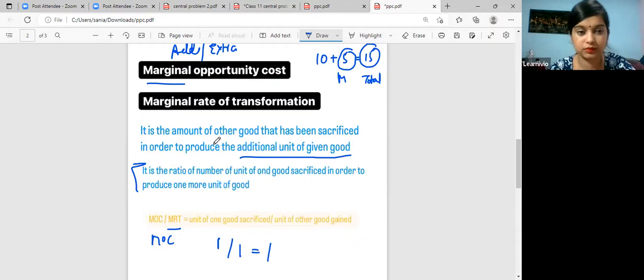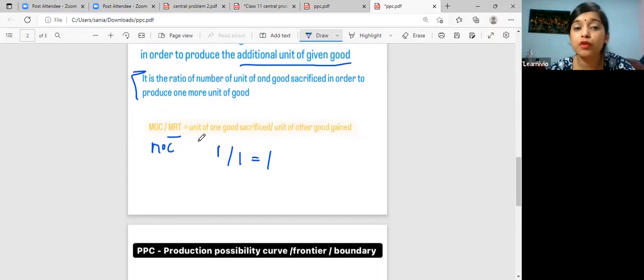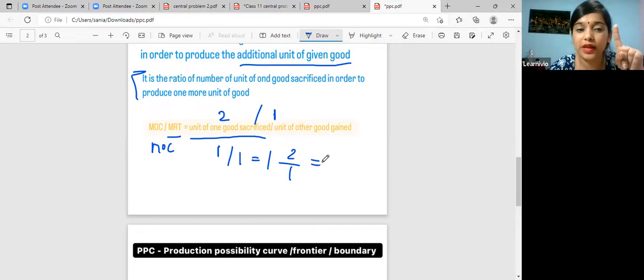Okay. And it is the ratio of the number of units of one good sacrificed. Now the formula is units of one good sacrificed. There are 2 goods basically, good 1 and good 2. So how much do you sacrifice? You sacrifice 2 pens, right? And how much do you gain? You gained 1 chocolate. So the ratio is 2 to 1. That means your MOC is 2. Clear? Yes.